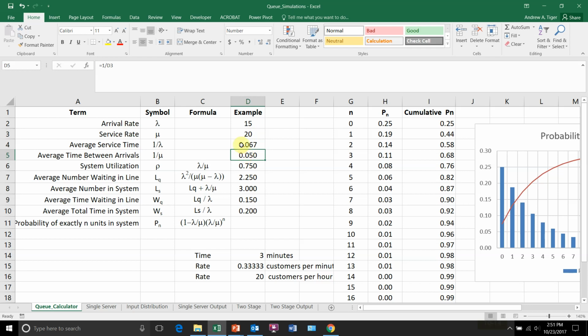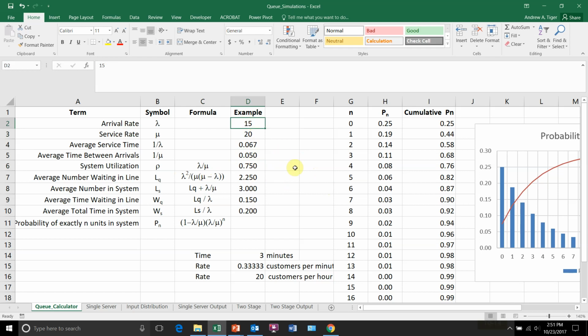These are in hours now. That's how you want to think of the same math. If that's 15 per hour, then the time between arrivals is 0.05 hours, or multiply that times 60 to get 4 minutes. So look at what the utilization is. The utilization is lambda over mu. It's 15 over 20. That is 75% utilization.